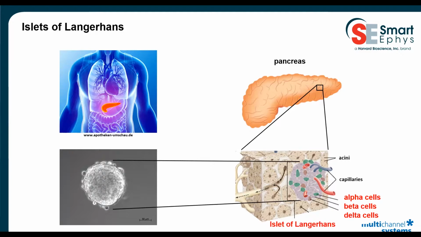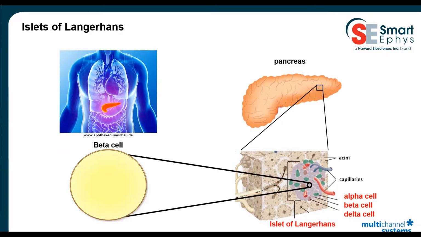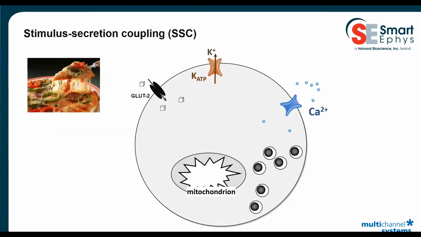If we go down to the cellular level, the beta cell is the only cell type in the body that can produce and secrete insulin. And insulin is the only hormone that can effectively lower blood glucose concentration, and therefore is essential for survival. The mechanism of glucose-induced insulin secretion is also called stimulus secretion coupling. Let me show you briefly the stimulus secretion coupling.